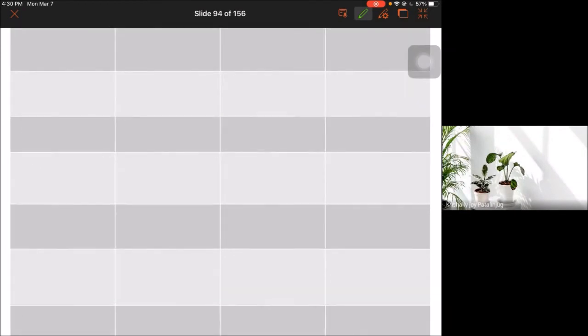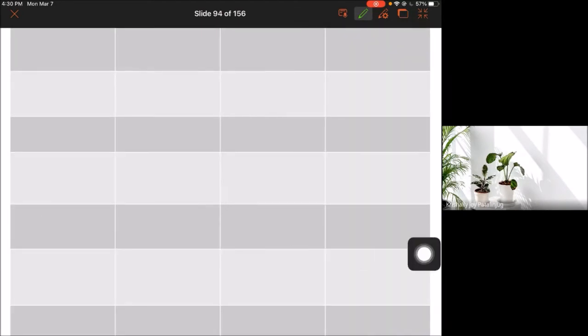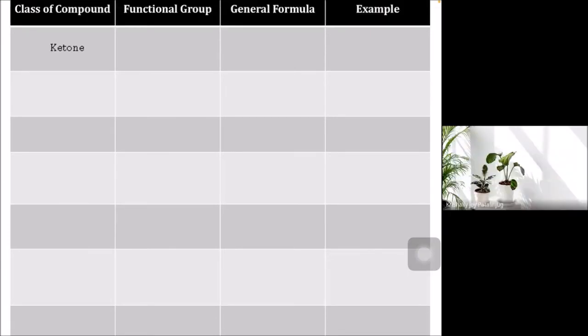Paano naman kapag carbon triple bond to nitrogen? Triple bond to nitrogen. Okay, very good. Paano naman kapag you have a carbonyl carbon with a terminal hydrogen? Aldehyde. Okay, Aldehyde, very good. Paano naman kapag dalawang sulfur singly bonded? Disulfide. Okay, very good. Sige, let's continue.